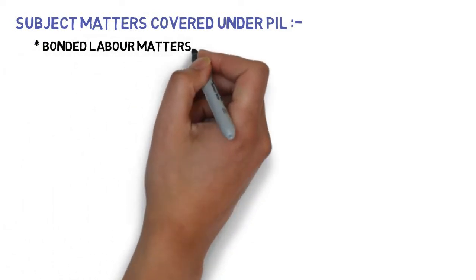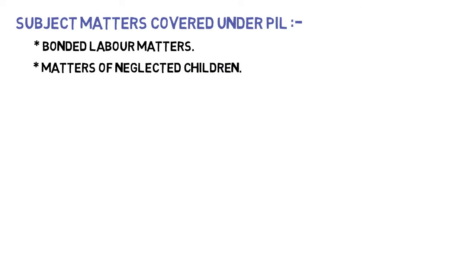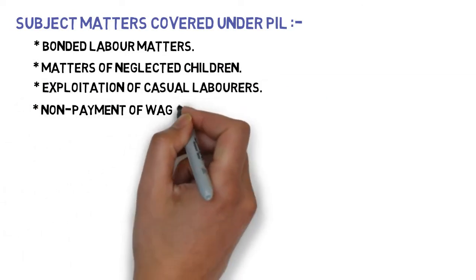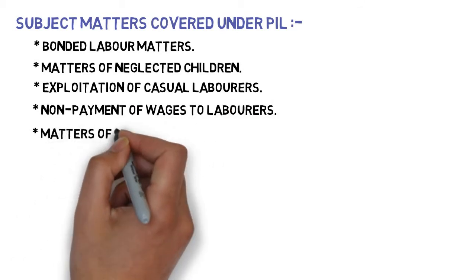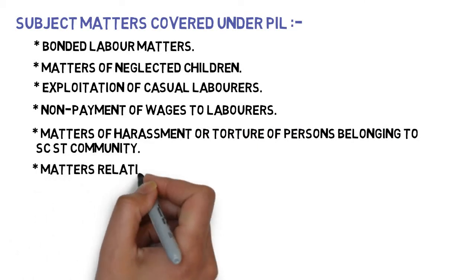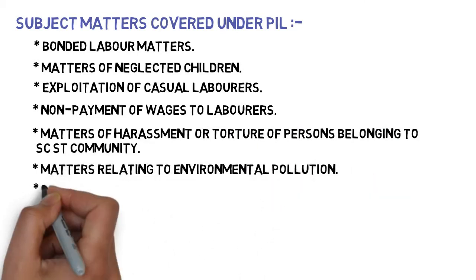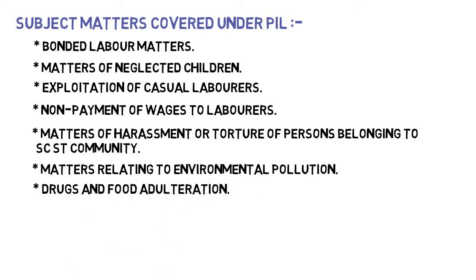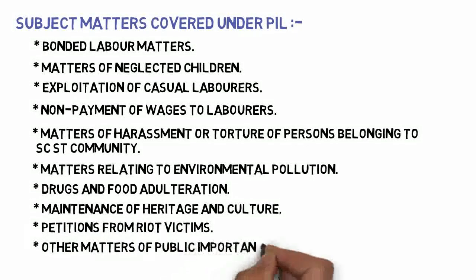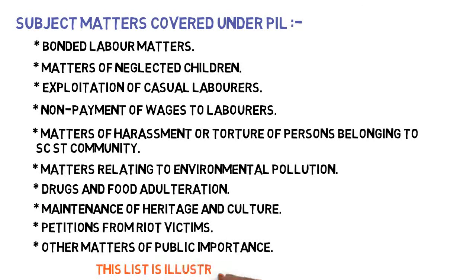Now let's see the subject matters that are covered under PIL. Bonded labor matters, matters of neglected children, exploitation of casual laborers, non-payment of wages to laborers, matters of harassment or torture of persons belonging to SC/ST community, matters relating to environmental pollution, drugs and food adulteration matters, maintenance of heritage and culture, petitions from riot victims, and other matters of public importance. This list is illustrative and not exhaustive.